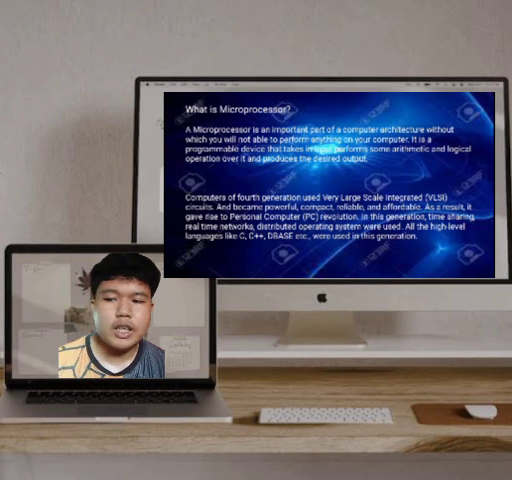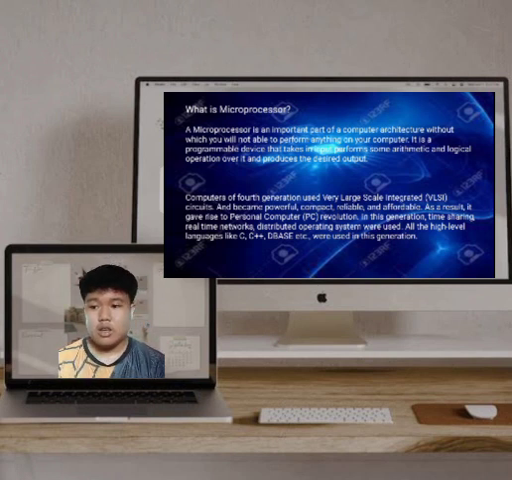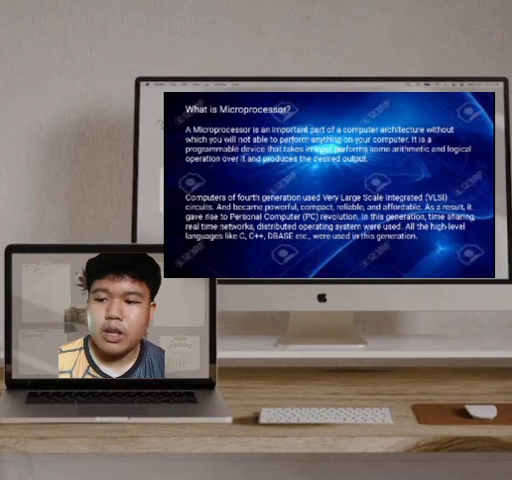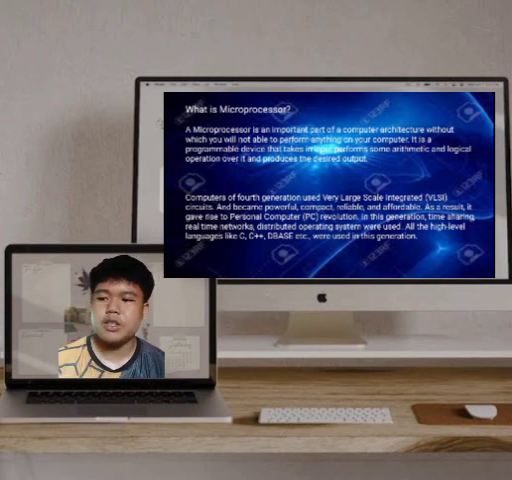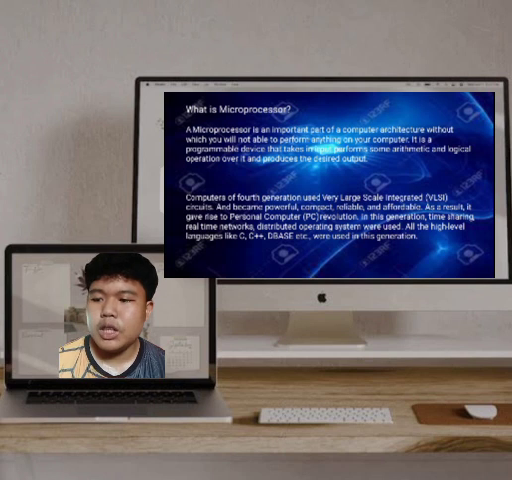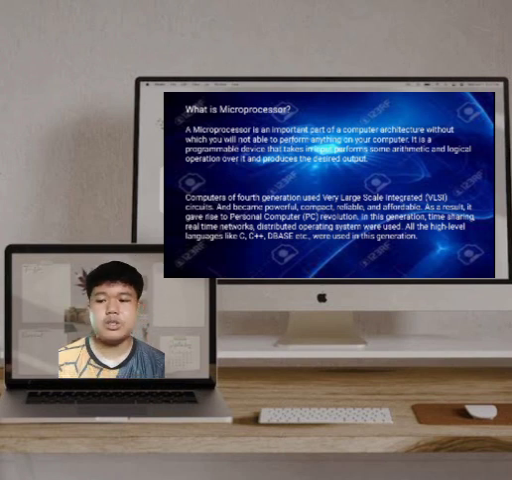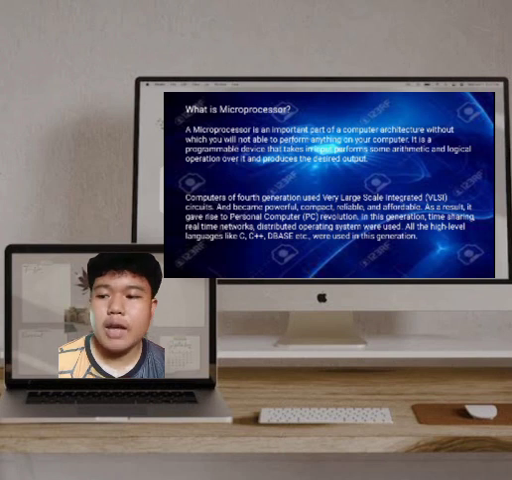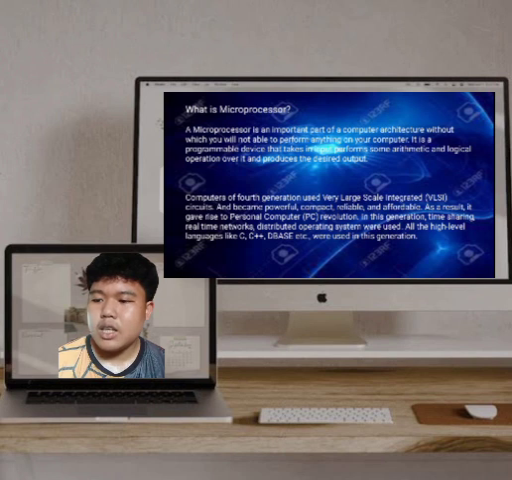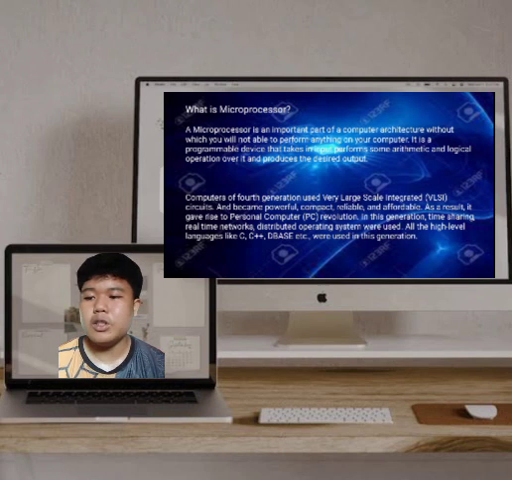Computers of the fourth generation use very large scale integrated circuits and became powerful, compact, reliable, and affordable. As a result, it gave rise to the personal computer revolution. In this generation, time sharing, real-time networks, and distributed operating systems were used. All the high-level languages like C, C++, dBase, etc. were used in this generation.